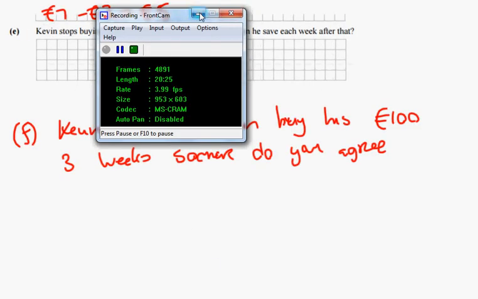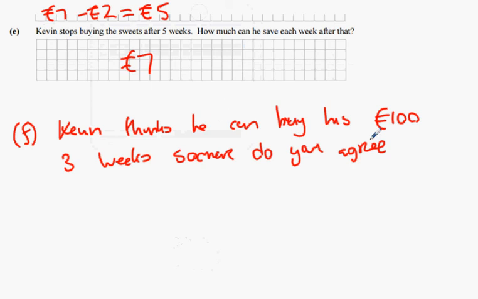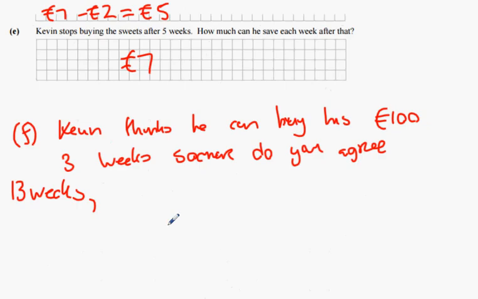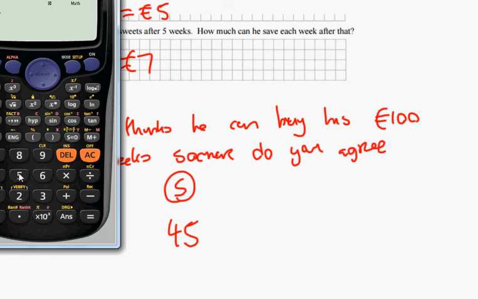So Kevin basically thinks he can buy his €100 phone 3 weeks sooner. Do you agree? 3 weeks sooner would mean that he's going to buy it after 13 weeks because it was 16 weeks long. So what we're going to do is this. We're going to examine where he is after 5 weeks. After 5 weeks he's at €45. Would you agree with that? That's €45 at week 5. We can just count up in sevens really quickly, can't we? A really cheap way.